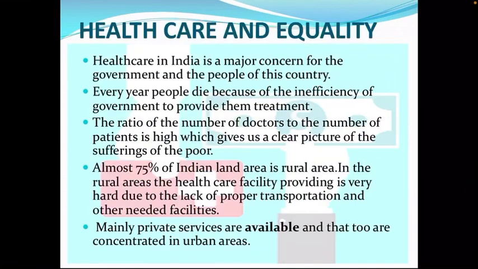Every year, people die because of the inefficiency of the government to provide them treatment. The ratio of the number of doctors to the number of patients is very high. That means one single doctor has to see a lot many patients, which affects their efficiency. Almost 75% of Indian land area is rural area, which does not have proper healthcare services. There are no proper hospitals, no doctors, no transportation, and even the lack of facilities are a lot.